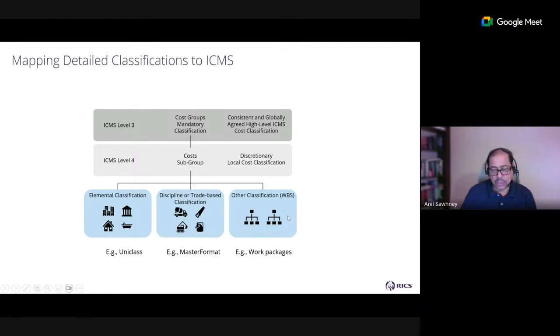WBS and work packages are equally important because, for example, National Highways, earlier called Highways England, uses a work package or work breakdown structure-based classification system. So if we are able to still utilize WBS and map it back to ICMS level 4 and maintain level 1, level 2, level 3, again, we are creating global consistency for making this happen.